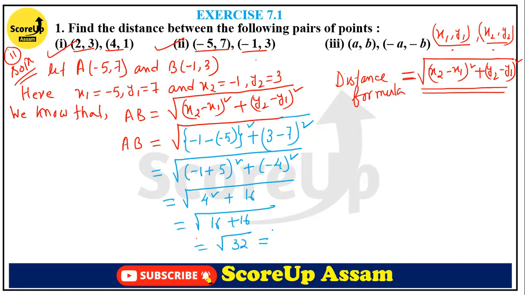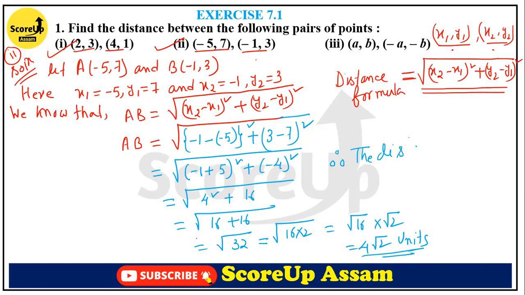And what does root over 32 mean? We can write 32 as 16 into 2. That means root over 16 into root over 2. Root over 16 means 4. That means 4 root over 2 units. Write like this. Therefore, the distance between the points minus 5,7 and minus 1,3 is 4 root over 2.